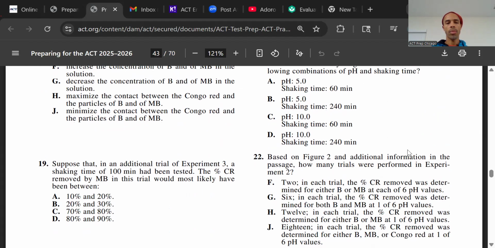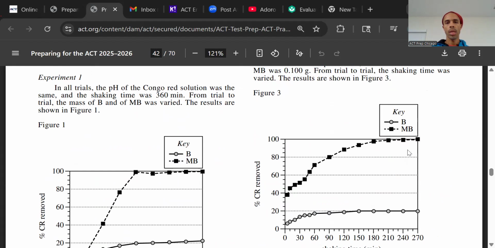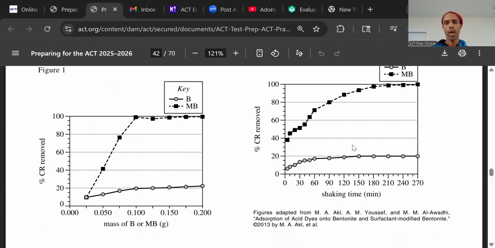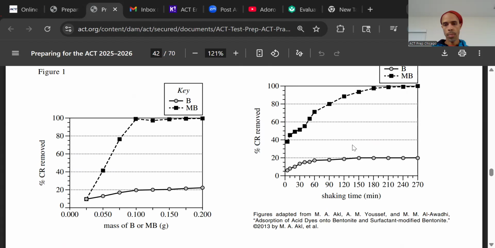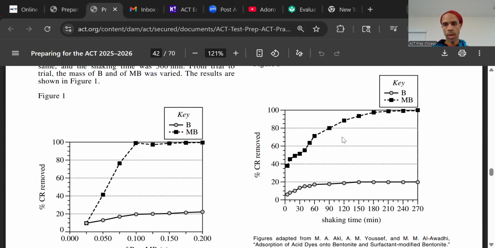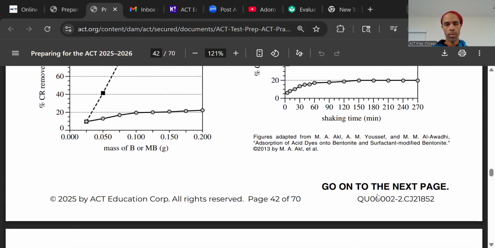So let's see where 100 minutes would fit in experiment three. So experiment three is here, figure three. Oh no, 100 minutes would be between here. Let's see how this goes: 90, 100, 120, 120. So 100 minutes would be there, and it wasn't done, but it would be just after there. So which one are we looking at? Are we looking at the B or the MB for that question?